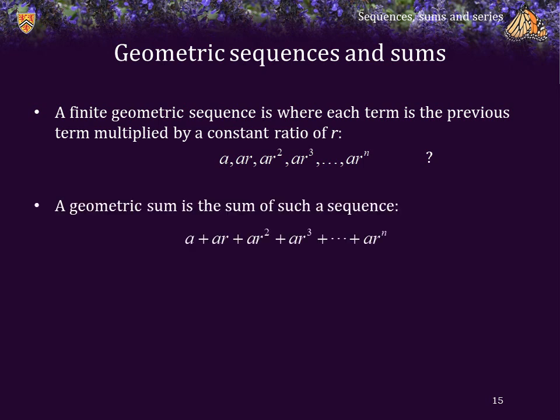A geometric sum is the sum of such a sequence. So it's a plus a times r plus a times r squared plus a times r cubed and so forth up until we get to a times r to the n. Well, we can write this sum using summation notation. We are summing a times r to the k, where k runs from 0 up until and including n.